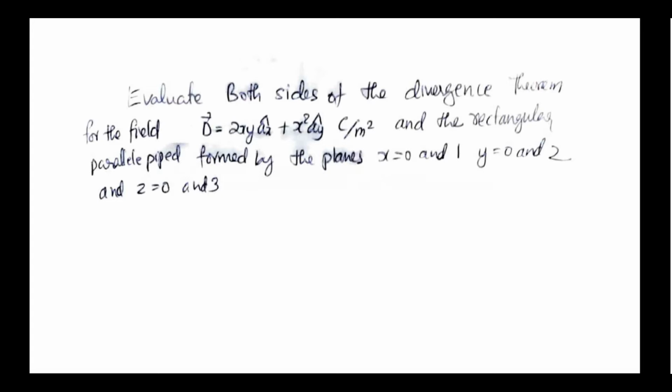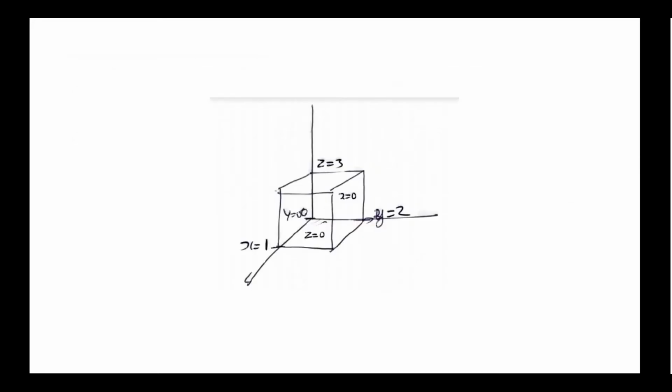So we will do some problems. So the question is: evaluate both sides of the divergence theorem for the field D equal to 2xy ax cap plus x square ay cap coulomb per meter square, and the rectangular parallelepiped formed by the planes x equal to 0 and 1, y equal to 0 and 2, z equal to 0 and 3.